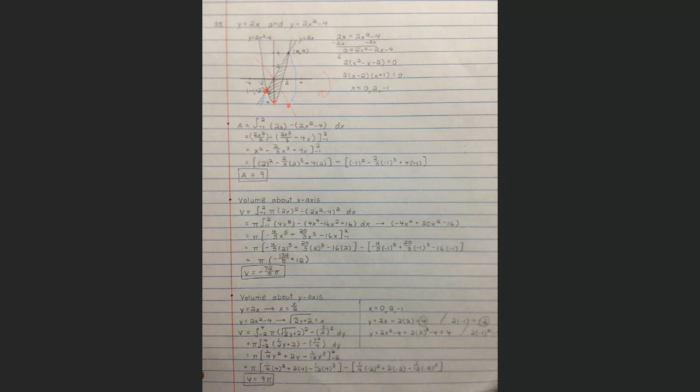Because we're rotating over the x-axis, so it's a reflection over the x-axis. So this point, when we reflect over the x-axis, becomes this point. And this point becomes this point. Great. And so negative 4, yes. Okay. Now, can you draw the picture? You draw the symmetric picture.